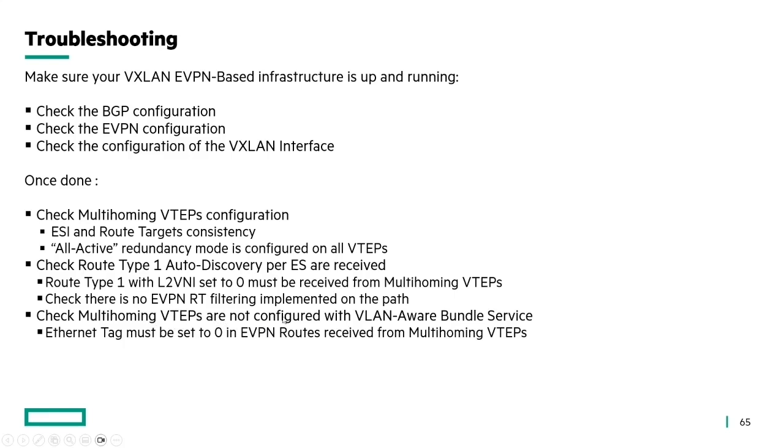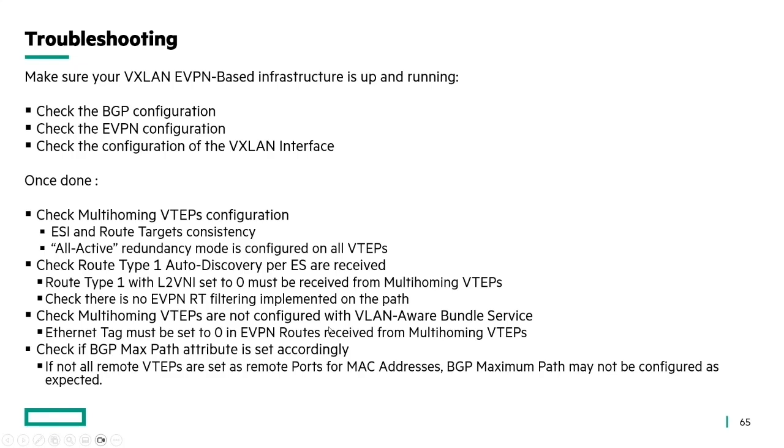Check that multi-homing VTEPs are not configured with VLAN aware bundle service because again, we're not supporting that. Ethernet tag must be set to 0 in EVPN routes received from the multi-homing VTEPs. And as we mentioned about the BGP max path, just make sure that they're set correctly as expected.